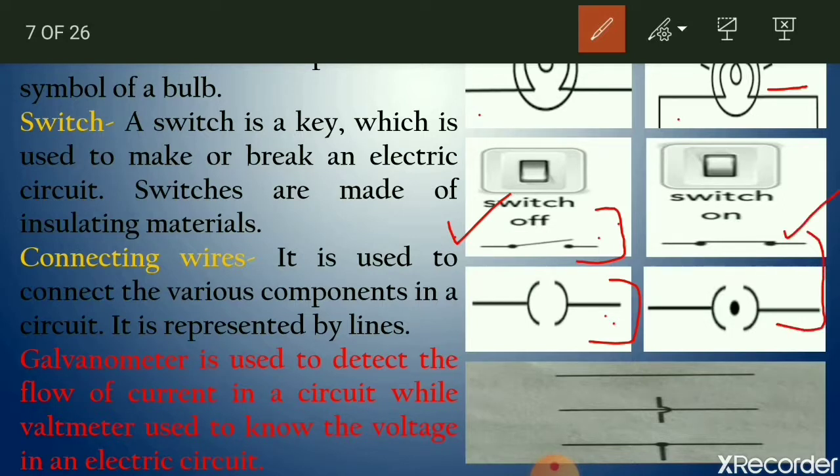It means if in a circuit diagram you are seeing such symbols of switches, the circuit is completed. If the circuit has this type of switches, then the circuit will be incomplete or open, which means electric current will not flow in it. And if in any circuit you are seeing such switches, it means the circuit is closed, the switch is in on condition, and electric current is flowing in that circuit.